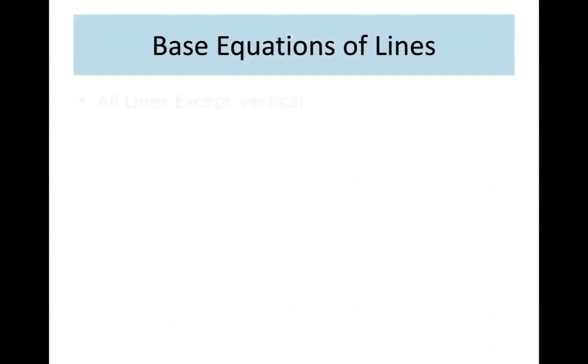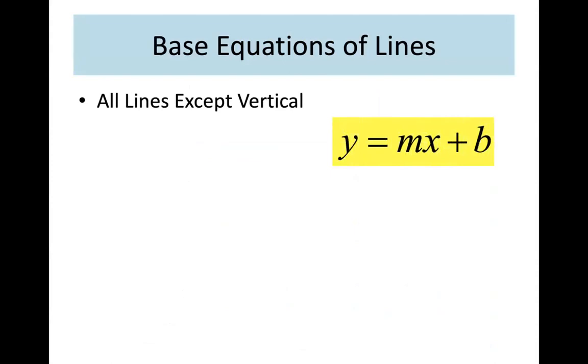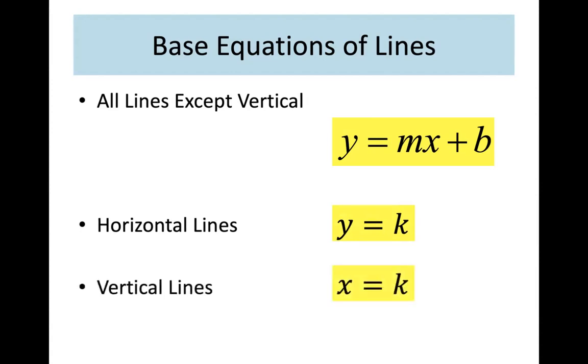All right, quick reminder. If we're talking about all lines except for vertical lines, all lines are of the form y equals mx plus b, where m is the slope and b is the y-intercept. For horizontal lines, we have a shortened version of that because the slope is 0. 0 times x is 0. So we're just left with that b value. Now, you might be saying to yourself, why doesn't it say y is equal to b? It could. k is just any number. Lastly, vertical lines are of the form x equals k.